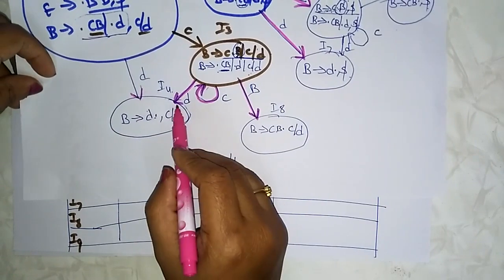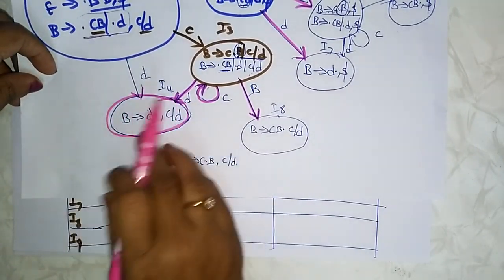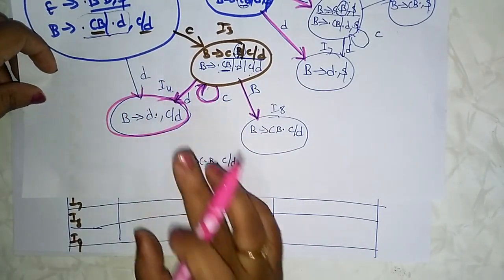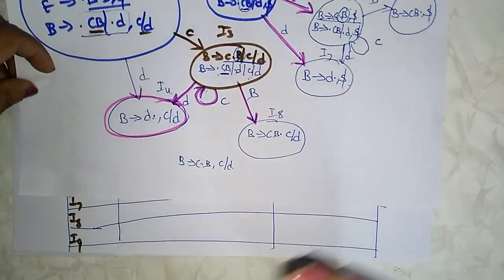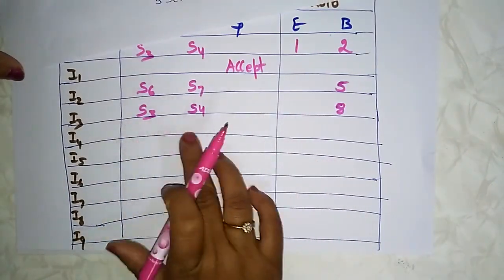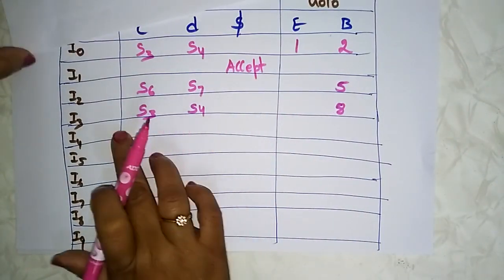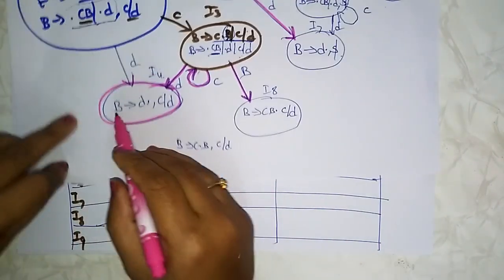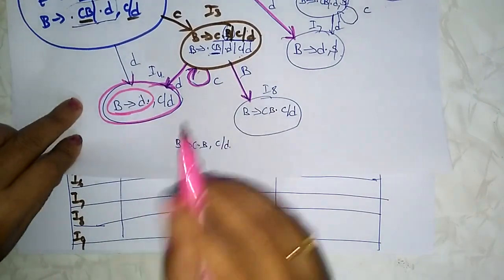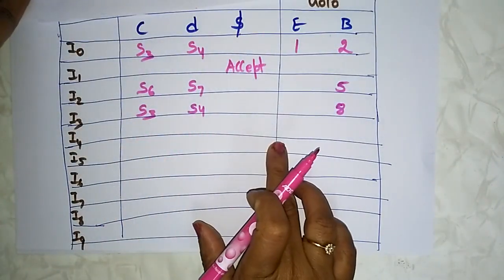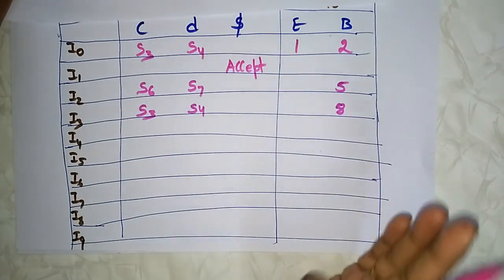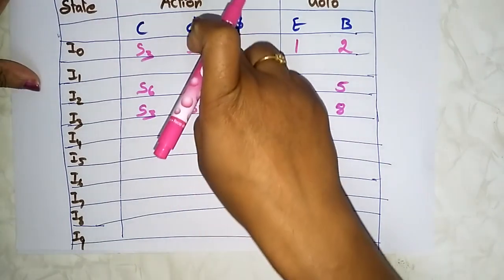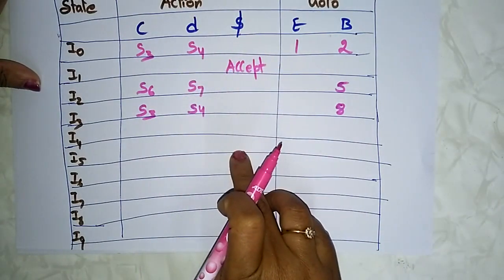Now coming to the I4 state. So in I4 nothing is there, it is not going anywhere. So you need to reduce the string. So here, in LR0, whatever the reduce is there, you take the production number and write it on the entire row. In SLR, you are just taking the follow of that production. Only for the follow of those production you are writing the reduce number.